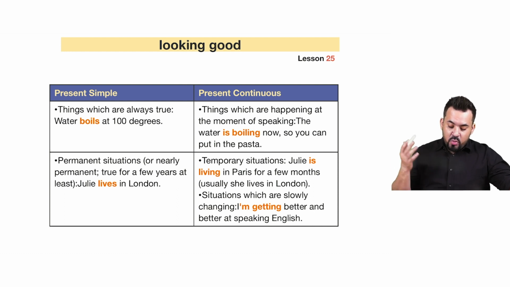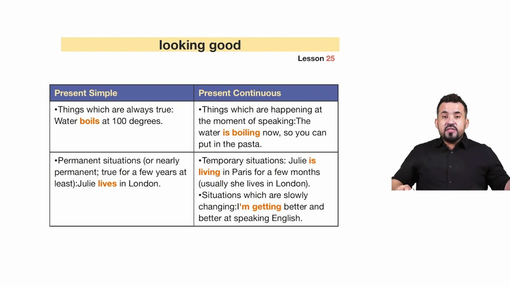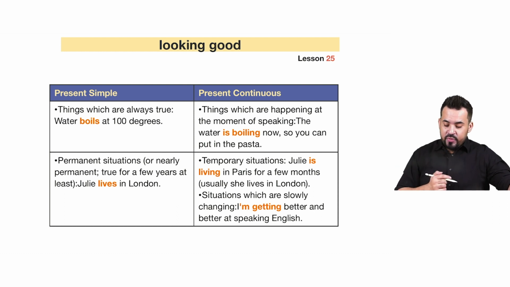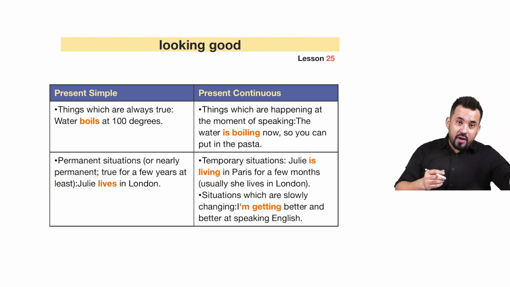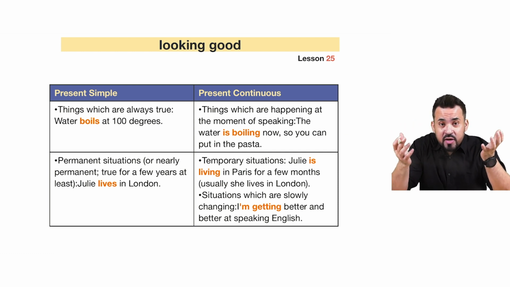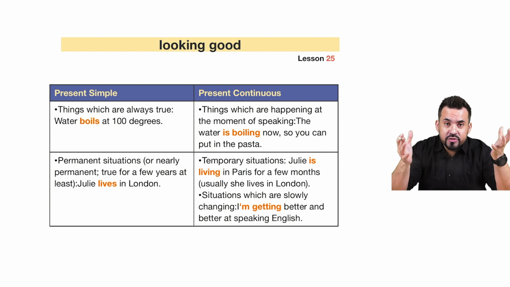If I say, for example, the sun rises from the east. This is also present simple because it is a fact. It's 100% true. All right? Now, let's take a look at the present continuous. Things that are happening at the moment of speaking. The water is boiling now. So you use the present simple to talk about a fact or something that is 100% true, and you use the present continuous to talk about something that is happening at the moment of speaking.